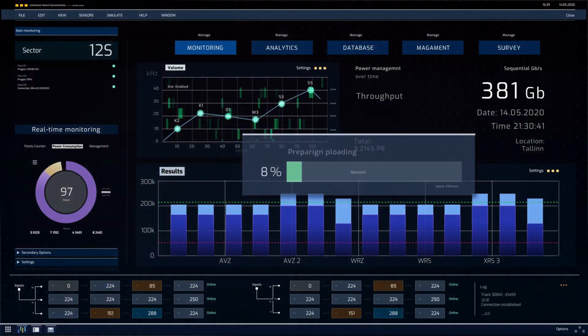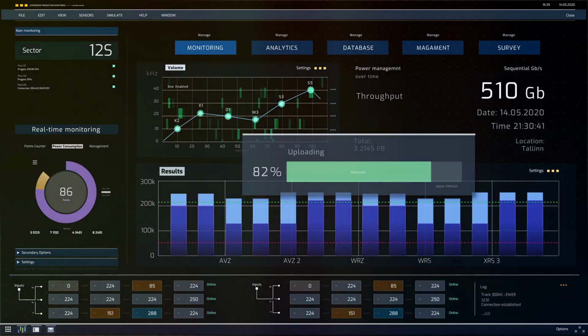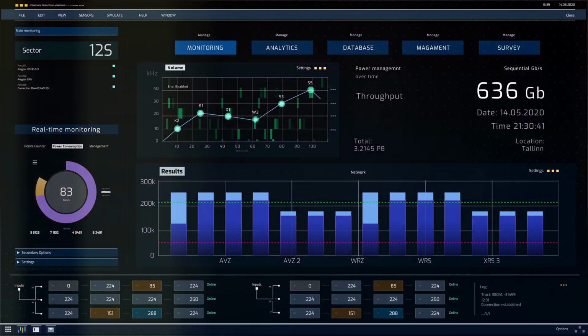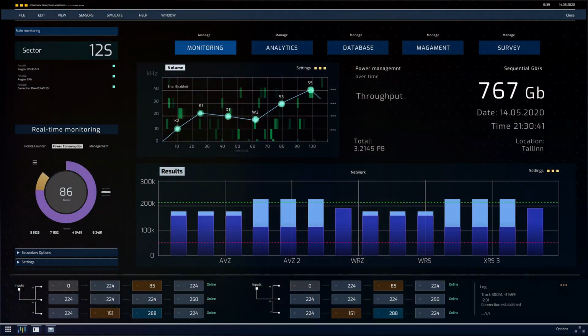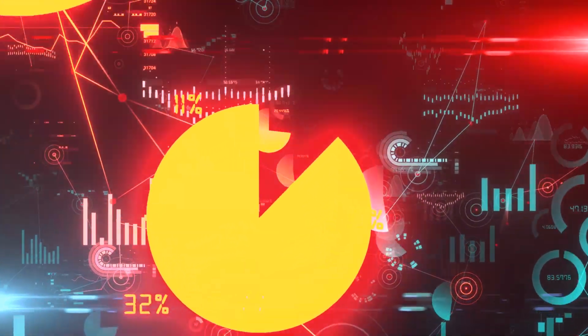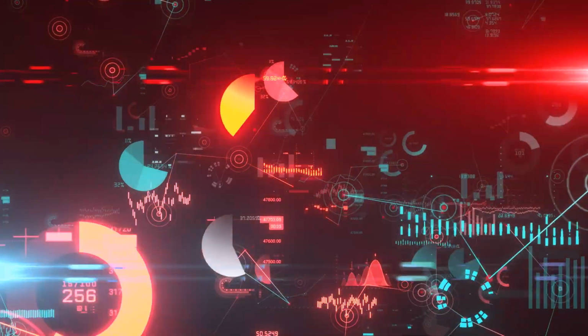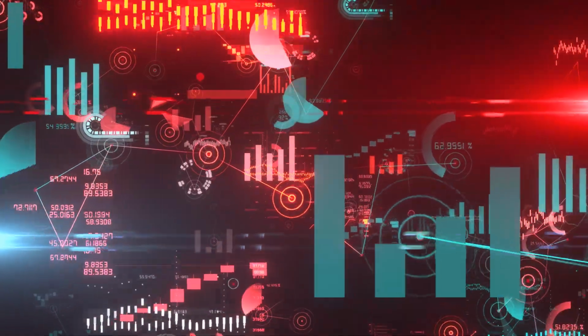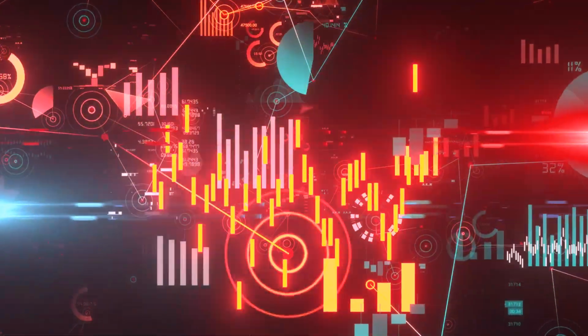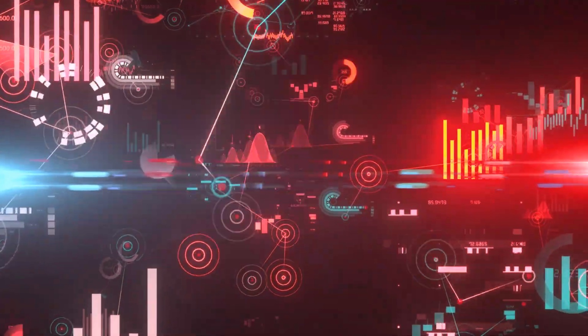Next, we have SolarWinds Network Performance Monitor. It's a powerful and versatile tool that allows for quick detection, diagnosis, and resolution of network performance issues. It can monitor and analyze network performance statistics for both routers and switches. It also generates dynamic network topology maps that can help you visualize the structure of your network.